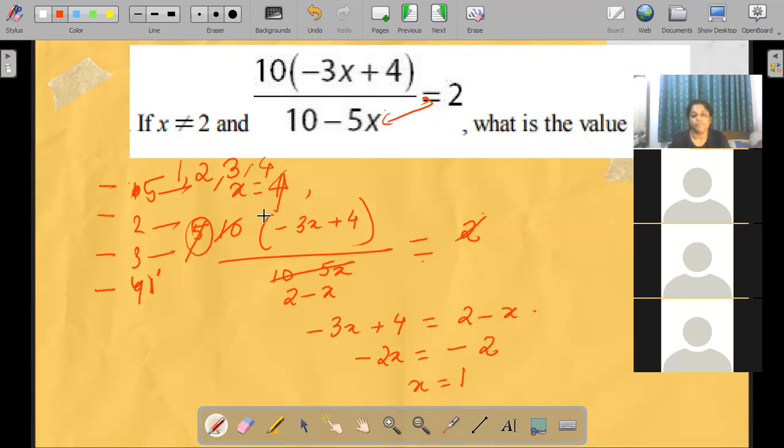Next, before you start operating cross multiplication or whatever operation, try and see if you can reduce the size of the numbers. That will help you in the long run.